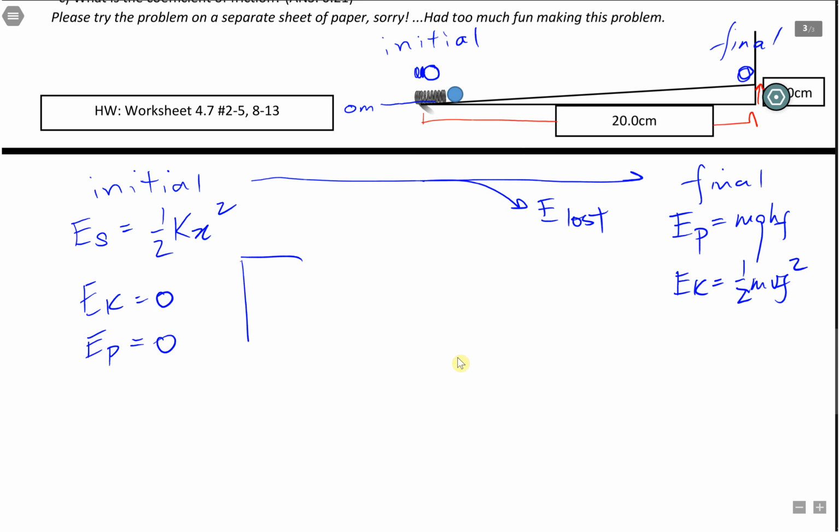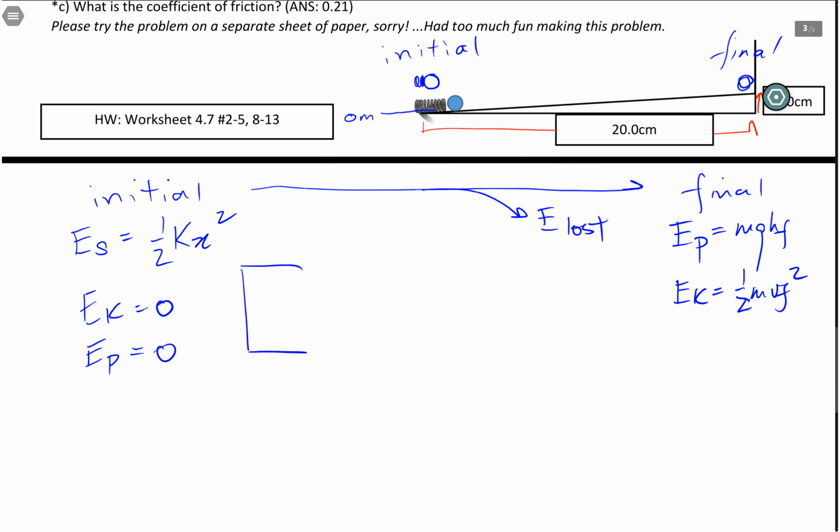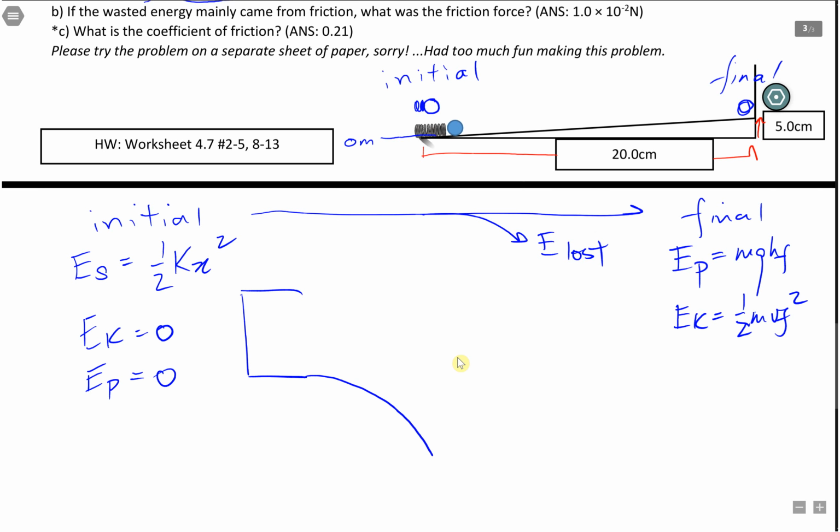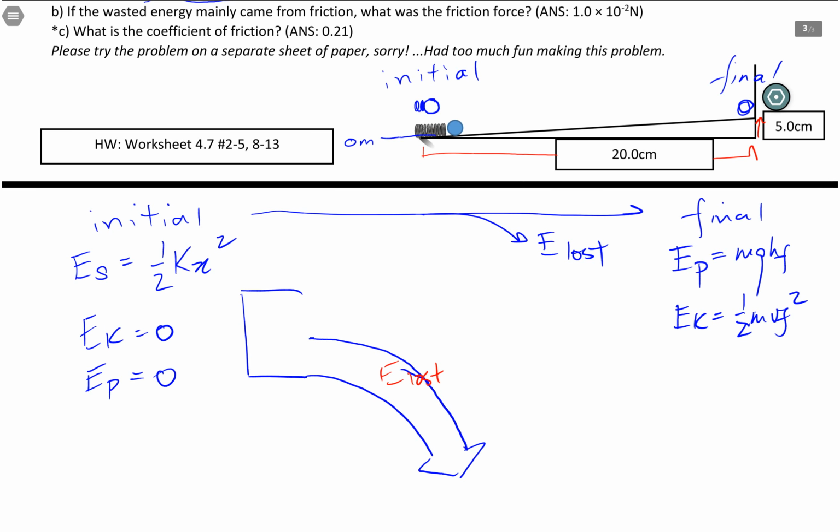In the beginning, we have this much spring energy or elastic potential energy. While the ball is going up to the top of the field, we know that some of that energy is being wasted. And I'm going to draw part of my arrow leaving my system. This is my E energy that's being lost. By the way, you do not need to draw this when you're doing a problem. I'm just doing this so you can see what's happening.